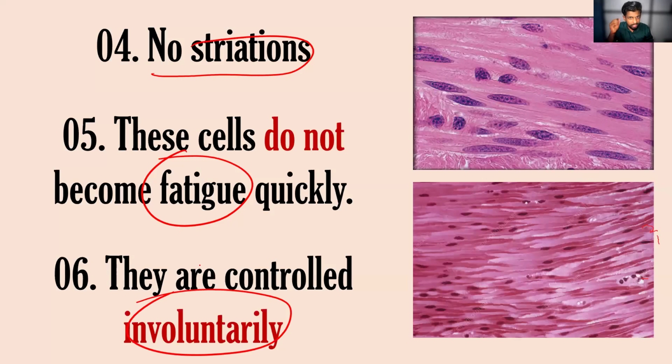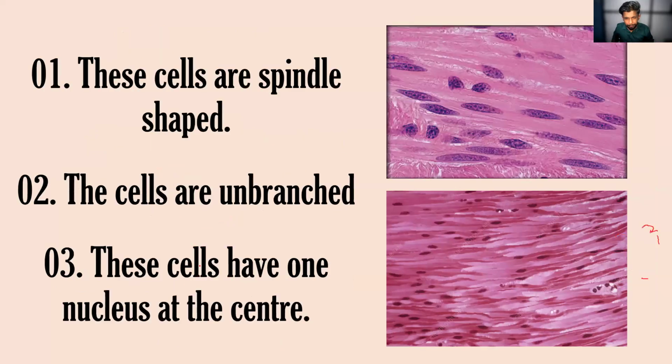So just revise the 6 characters of the smooth muscle, right? Spindle shape, you know the shape, spindle shape, and they don't have the branches.